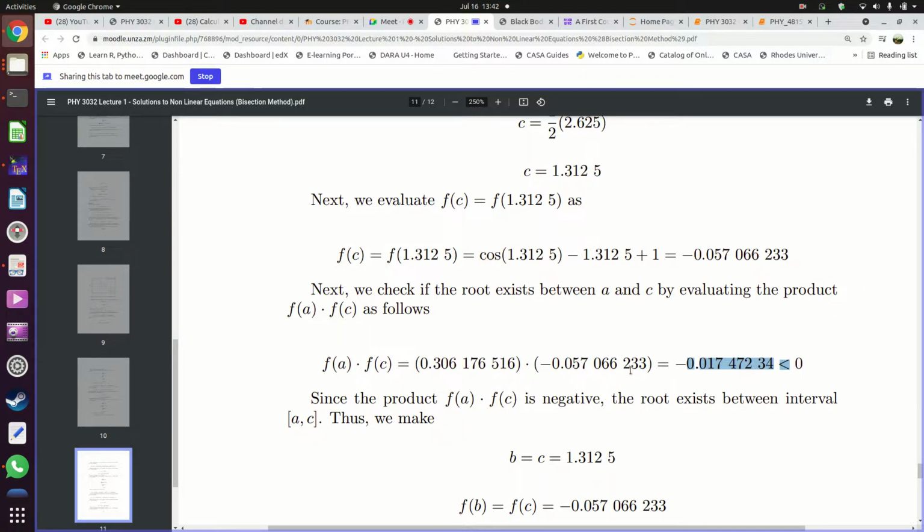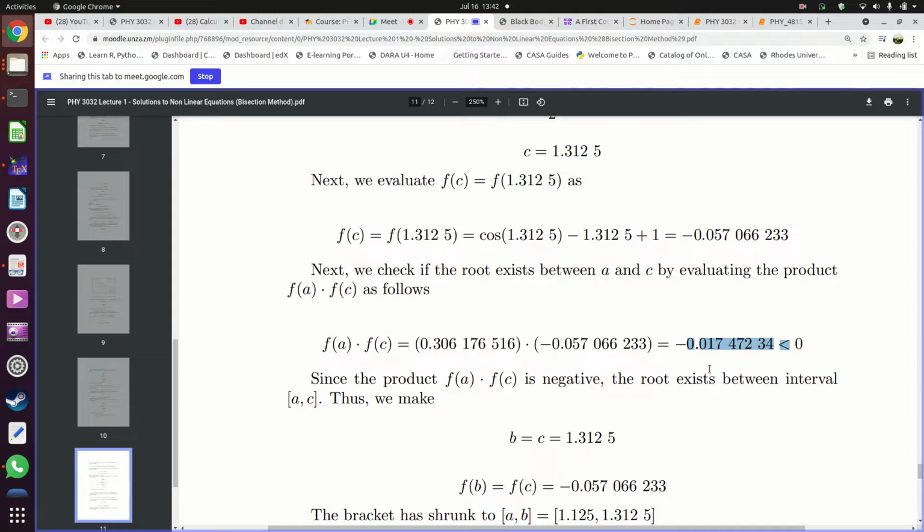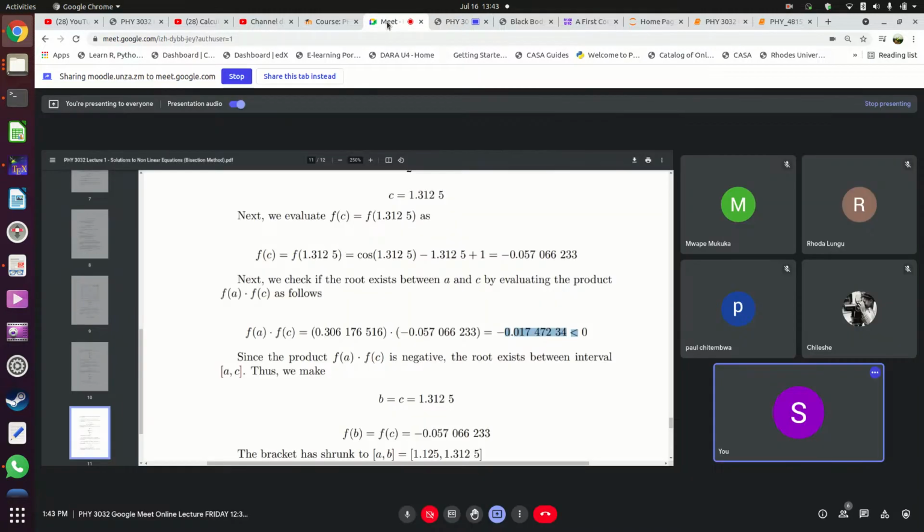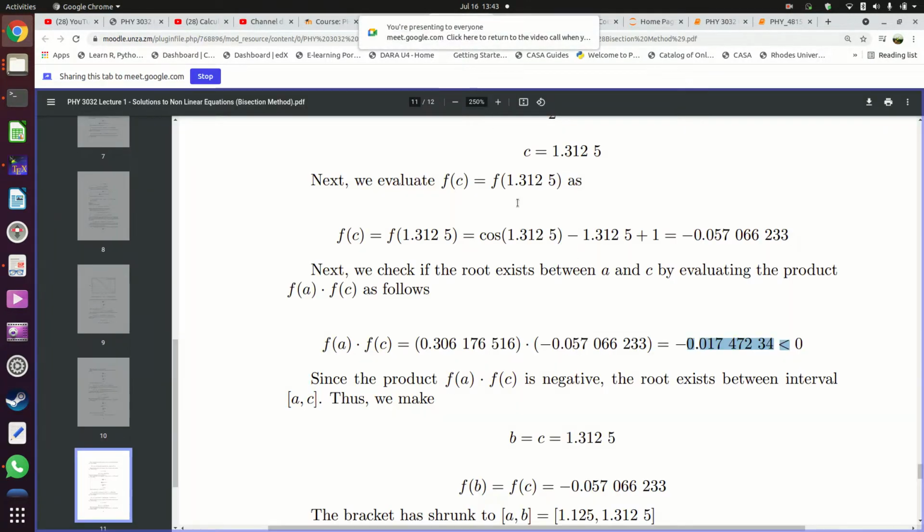So if we get a product which is negative like this, it shows us that there is a root between A and C. If there is a root between A and C, where C is our midpoint, then it means that between C and B there is nothing. So what we are going to do next is make our midpoint C, 1.3125, become our new B, and the value of the function at the midpoint, f of C, which is equal to minus 0.057066, is going to become our new f of B.